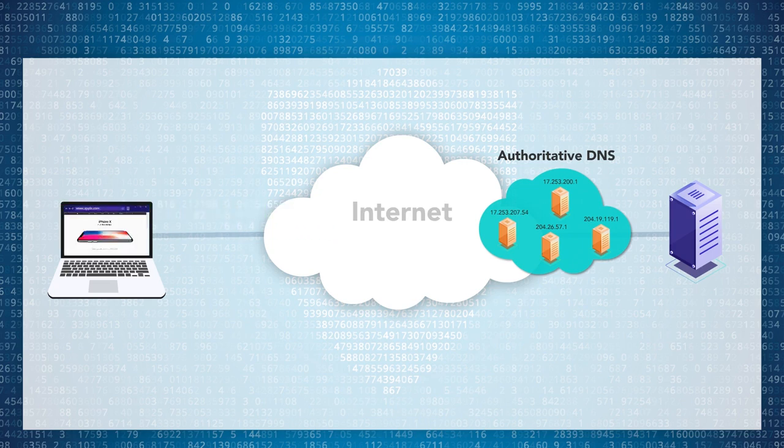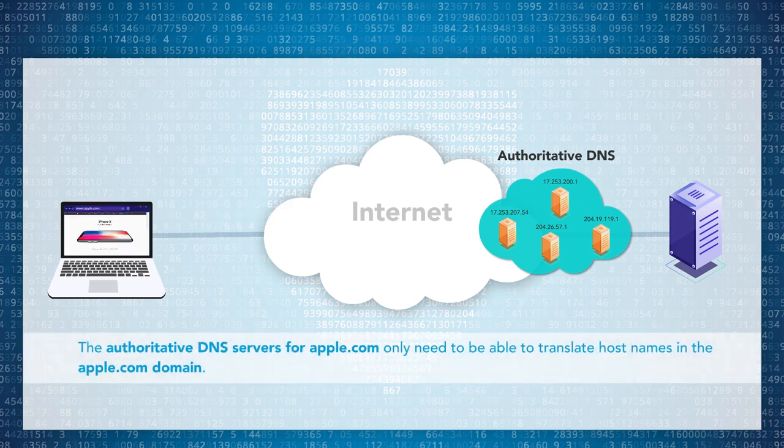In our example then, any of the 4 authoritative DNS servers for apple.com can translate www.apple.com into the IP address 17.253.207.54. The important point here is that the authoritative DNS servers for apple.com only need to be able to translate host names in the apple.com domain. They do not need to be able to translate host names in the google.com domain, for example. That responsibility would lie with the authoritative DNS servers for the google.com domain. This separation of responsibilities is what allows DNS to scale as it does.